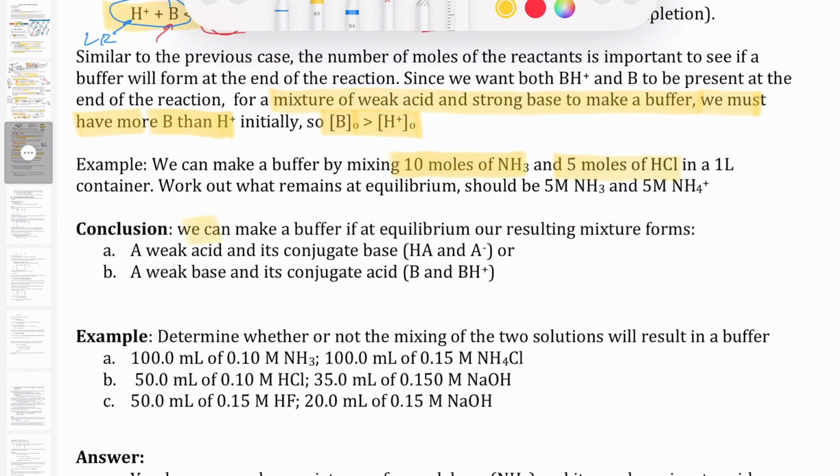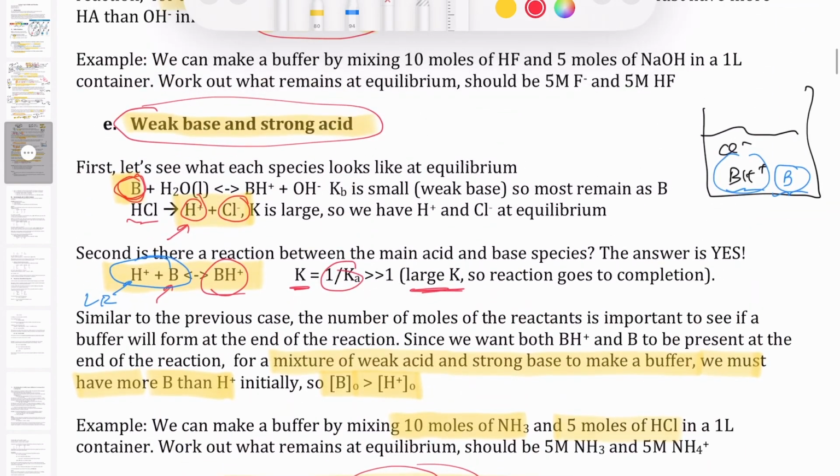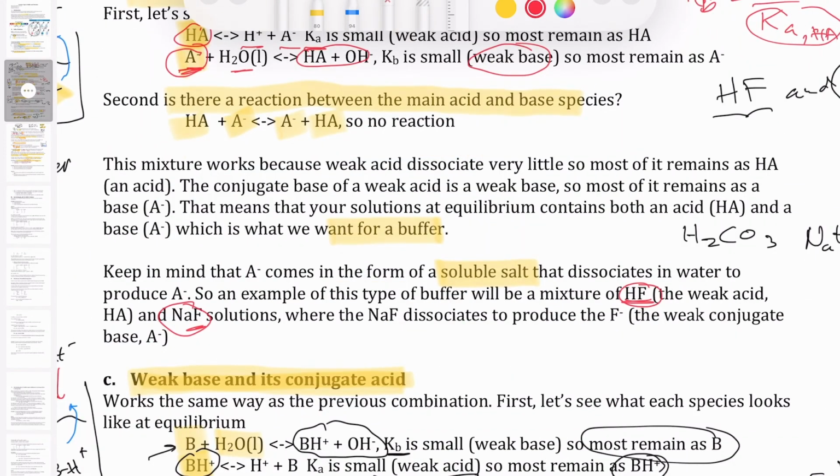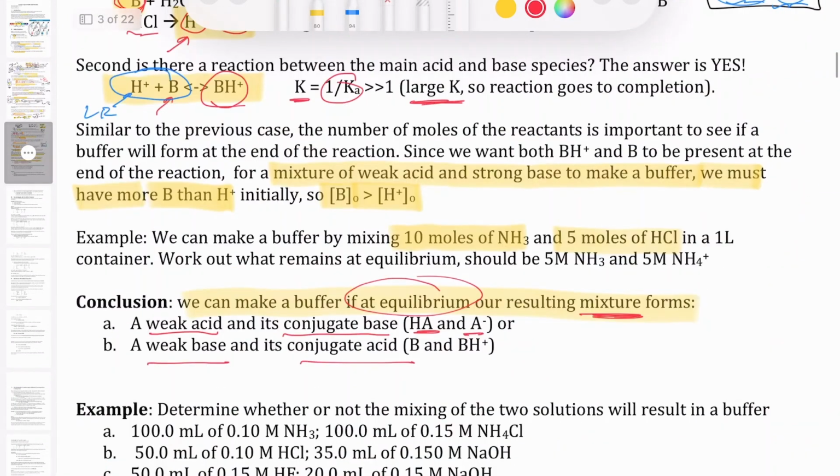Okay, so let's draw some conclusions here. We will get a buffer if at equilibrium our mixture has 2 things in it: a weak acid and its conjugate base, HA and A minus, or a weak base and its conjugate acid. So if you look through the 4 cases out of the 5 that we discussed, the ones that can make a buffer all have those, either a weak acid and its conjugate base or a weak base and its conjugate acid.